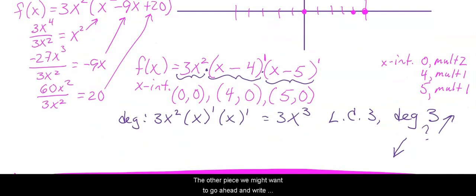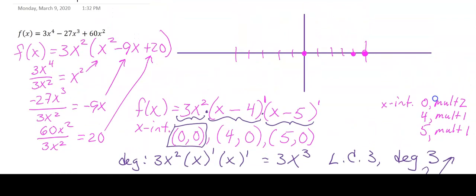The other piece we might want to go ahead and write down would be the y-intercept. But notice that up here for an x-intercept, I got the origin, 0, 0. If the origin is one of your x-intercepts, it is guaranteed to be the only y-intercept. You never have more than one y-intercept because it has to pass the vertical line test. It has to be a function.